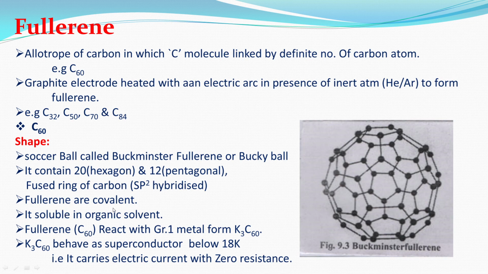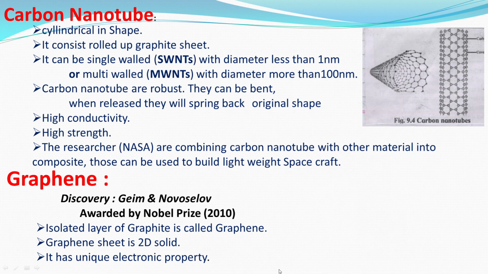It is covalent and soluble in organic solvents. Then what are the organic solvents? Benzene, CHCl3, isopropyl alcohol, ether. Fullerene C60 reacts with group 1 metal potassium to form K3C60, and K3C60 behaves as a superconductor below 18 Kelvin. That is, it carries electric current with zero resistance.